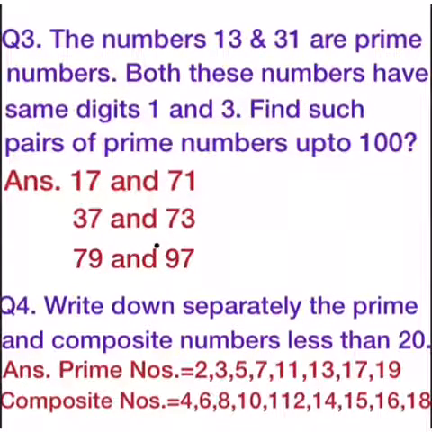Now question number 4, write down separately the prime and composite numbers less than 20. So the prime numbers are 2, 3, 5, 7, 11, 13, 17 and 19. And the composite numbers are 4, 6, 8, 10, 12, 14, 15, 16 and 18. And these numbers are less than 20.